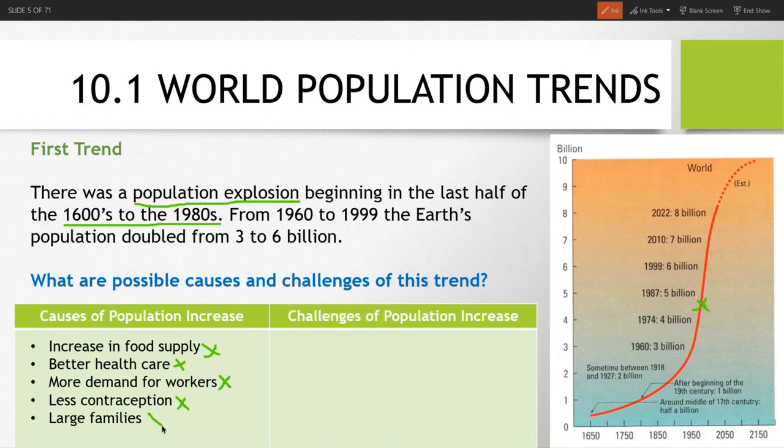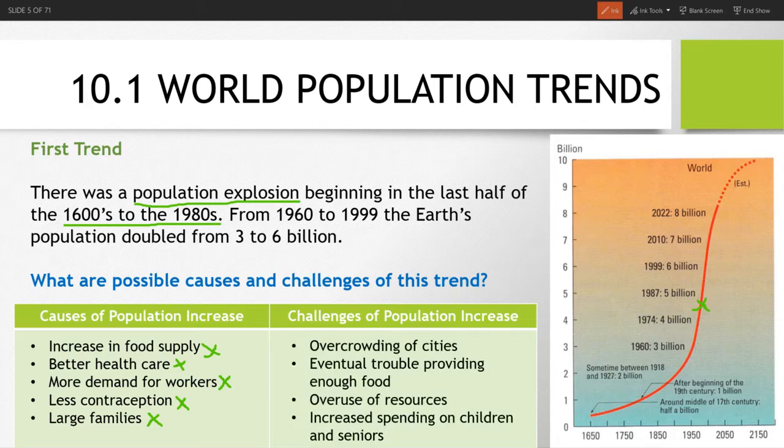And finally, large families. Traditionally, and in the past, it was more common to have larger families, maybe 5, 6, 7, sometimes 8 children, even more in a family. In large part, that was necessary to maintain the family and to produce enough food and do the work necessary in society to meet people's needs. So that would encourage a larger population.